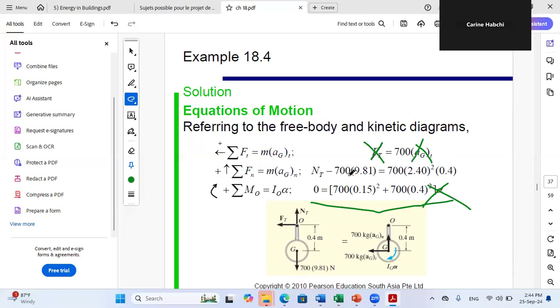And then we still have to calculate the normal. To calculate the normal, we need to apply N minus W equals m r omega 2 squared. So this is where we use omega 2. We need to apply the work and energy to be able to compute omega 2 that will allow us to calculate the normal acceleration. And in this way, we have solved for all of our unknowns. Question on this?